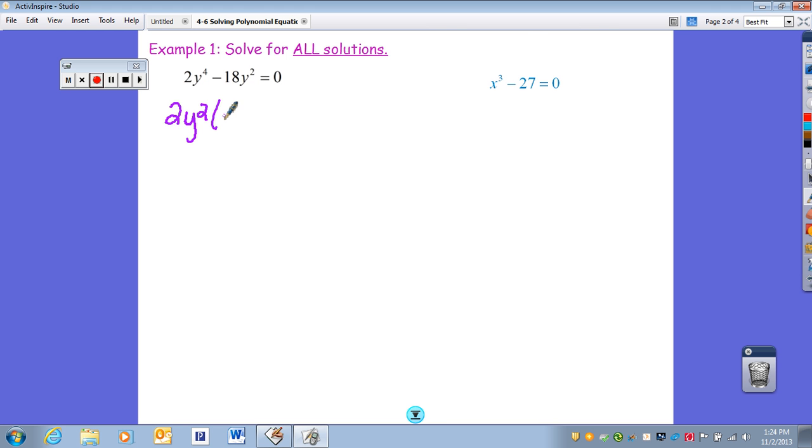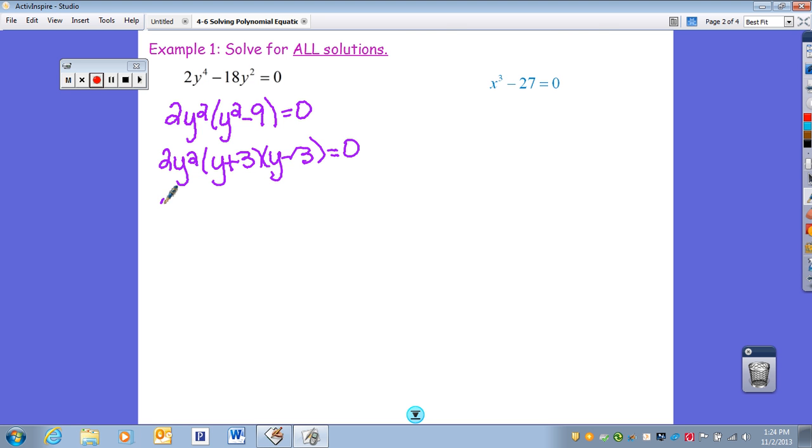And so when we divide, we have y squared minus 9, and all of that is equal to 0. So we want to make sure to factor completely. So we have a 2y squared, and then we have a y plus 3 and a y minus 3. Set those equal to 0.